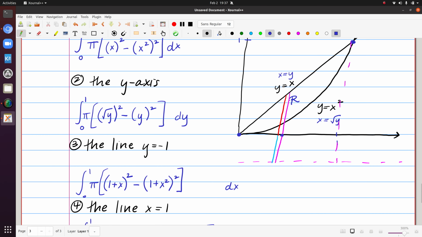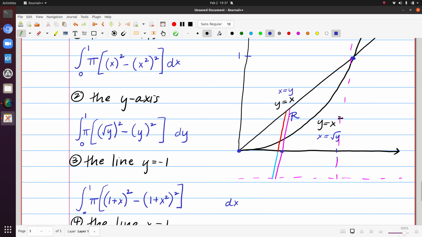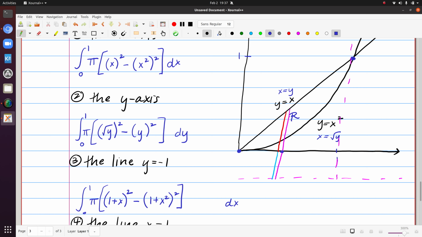So now I want to consider how I'm going to find my inner and outer radius values. It matters that my axis of rotation is now on the other side of the region. So if I were to pick a particular value of y, let me use pink here, and we want to find the outer radius. Notice that that is again coming from my linear function. So the outer radius is coming from the x equals y function, and the inner radius is coming from the x equals square root of y function.